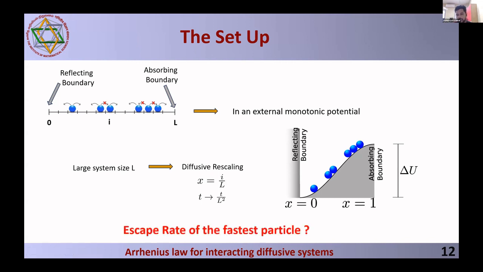So what is the question that we are asking here? We are asking: what is the escape rate of the fastest particle? By this, I mean, what is the absorption rate of the first particle that gets absorbed at x equal to 1? To find the answer to this question, we employed the macroscopic fluctuation theory.